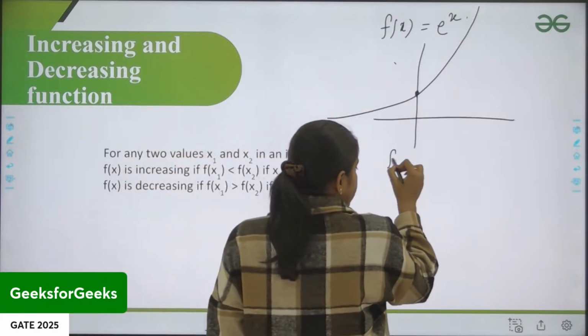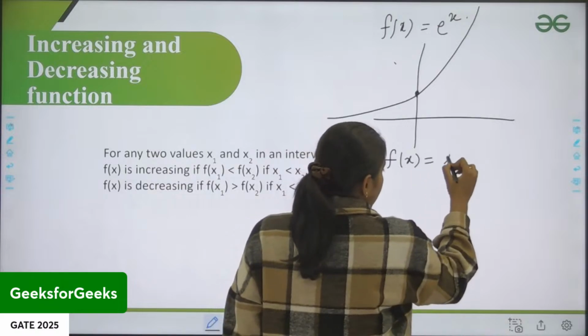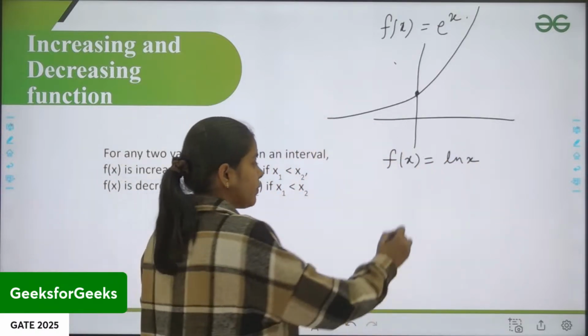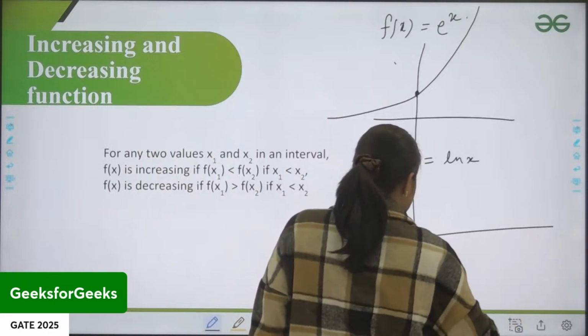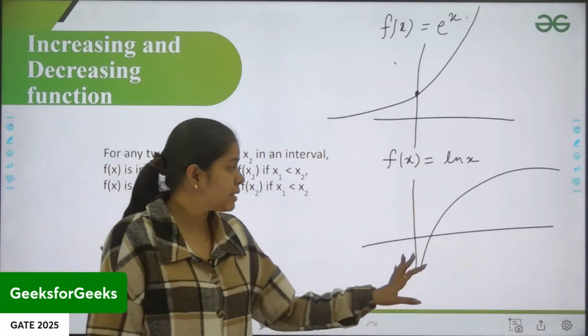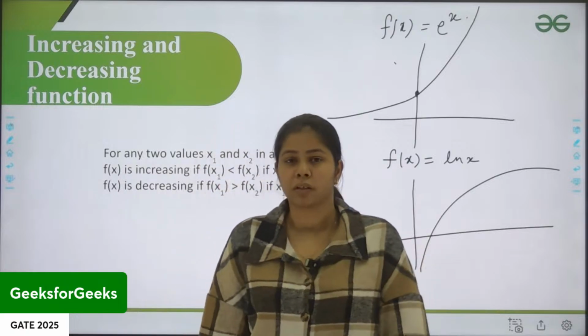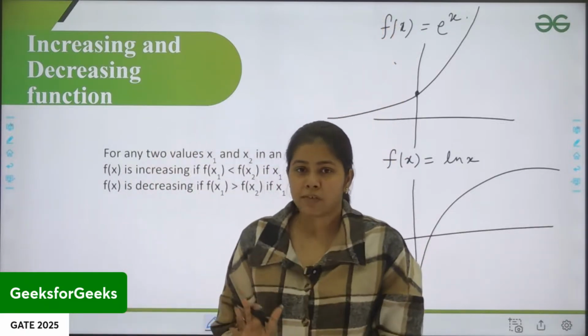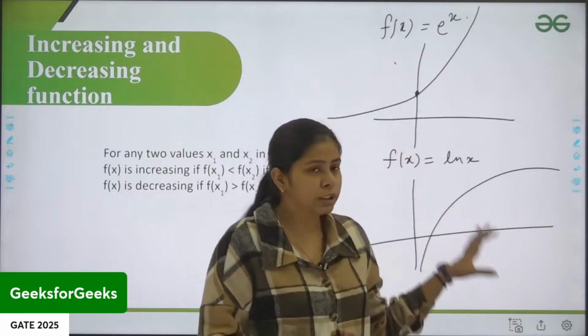We have another function which we call log x. Log x is again important. The logarithmic function graph is somewhat like this, and it is also an increasing function, right? E to the power x and log x are both increasing functions. Just remember the graphs of these functions as well.